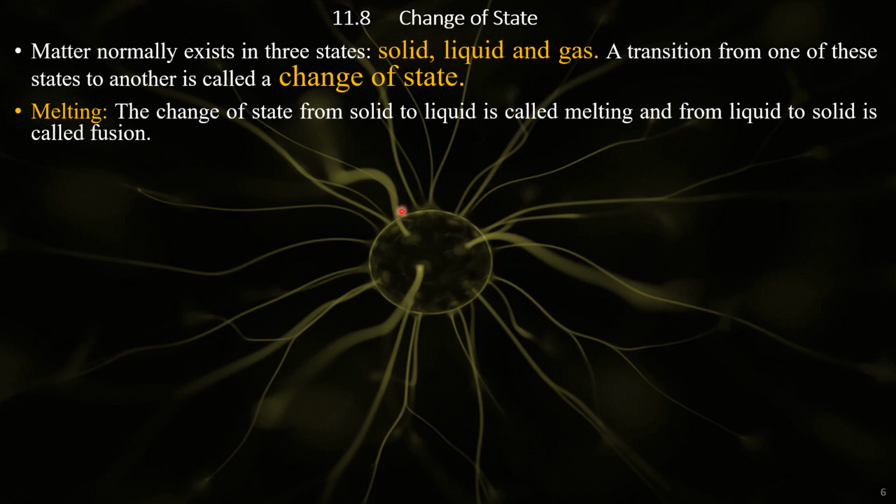Before we take up that experiment, we will define some physical quantities and physical changes. Melting. The change of state from solid to liquid is called melting, and from liquid to solid is called fusion. So if the substance changes from solid to liquid, it is called melting, and from liquid to solid, it is called fusion.